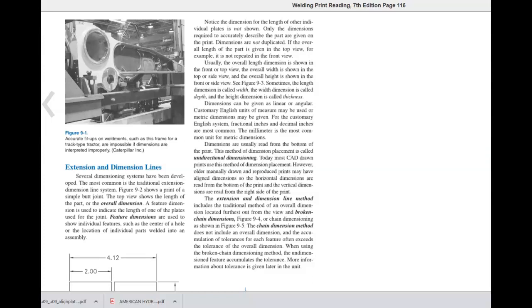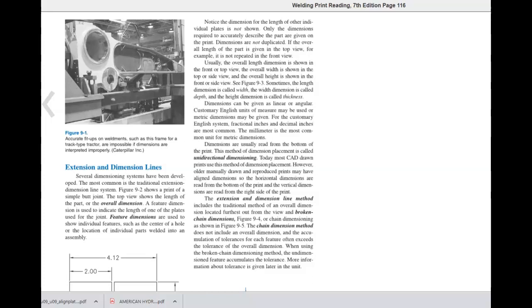Dimensions are usually read from the bottom of the print. The method of dimension placement is called unidirectional dimensioning. Today, most CAD drawing prints use this method of dimension placement. However, older manually drawn and reproduced prints may have aligned dimensions, so the horizontal dimensions are read from the bottom of the print and the vertical dimensions are read from the right side of the print.